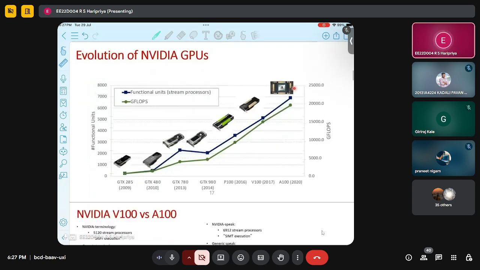Now, the next evolution of NVIDIA's GPU. The number of functional units increases, and also the gigaflops per second, the computation power, increases. So an increase in the number of functional units increases the performance. These are slides directly taken from NPTEL.